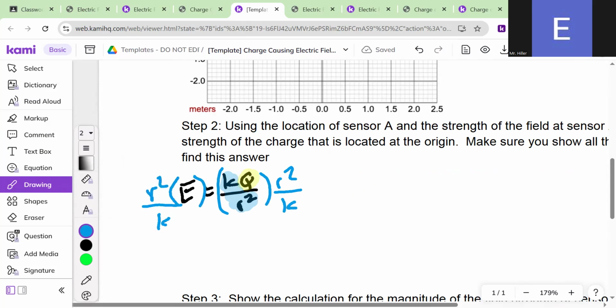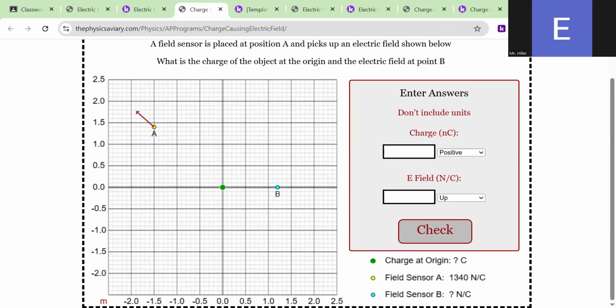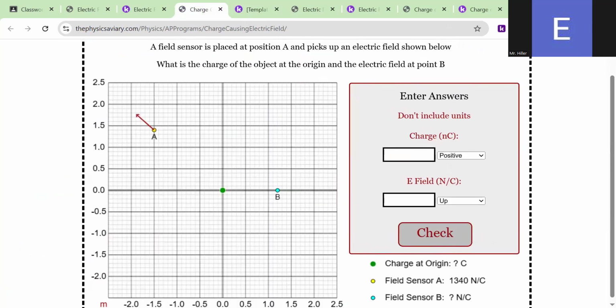In other words, the reciprocal fraction. Now you can see Q is by itself. So that's the algebra involved. Q, the charge, is going to be ER squared divided by K. Well, let's figure out these values. R squared we already have. E, we are told, is 1340. We can see it down here at the bottom.